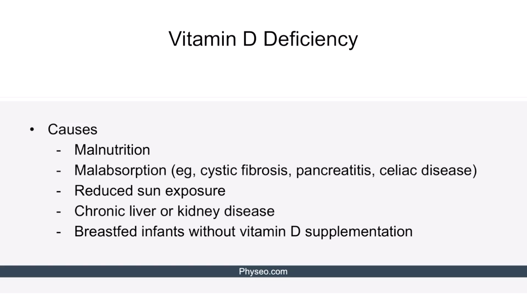Let's move on to discuss vitamin D deficiency. There are several causes that could lead to vitamin D deficiency. These include malnutrition and malabsorption, for example, in the setting of cystic fibrosis, pancreatitis, or celiac disease. Reduced sun exposure and chronic liver and kidney disease are involved as well. Remember the roles of sun exposure, liver, and kidney in vitamin D synthesis we talked about. Finally, infants who are breastfed but have not received vitamin D supplementation may also develop the deficiency because vitamin D is not found in breast milk.